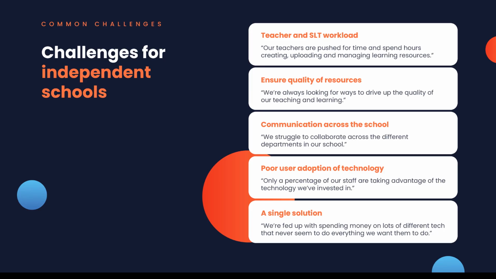So these are some of the typical challenges we come across in independent schools. Just to start off, I guess one of the most common ones is there's a lot of email traffic. Schools are missing that authoritative news source where they can publish information and resources to the school as a whole, as well as individual departments. Collaboration across different departments in a school can be quite difficult as well.